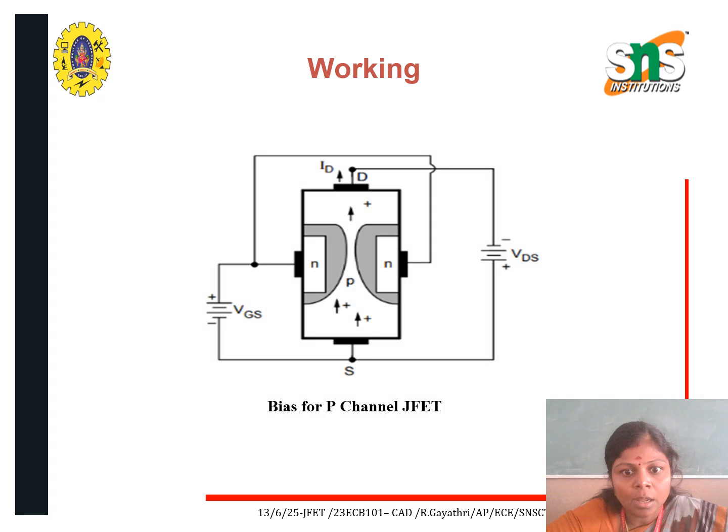And coming to P-channel JFET, the gate terminal is positive with respect to source, and the drain terminal is negative with respect to source. When we are increasing the gate voltage, in the P-type bar the majority carriers will be holes. The holes will be moving from source terminal to drain terminal. So when the holes are moving from source to drain, the drain current will be produced.